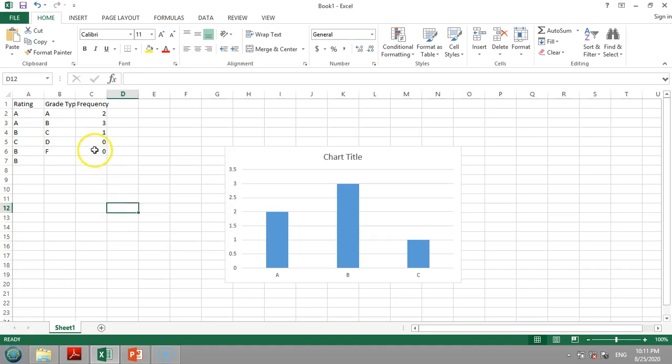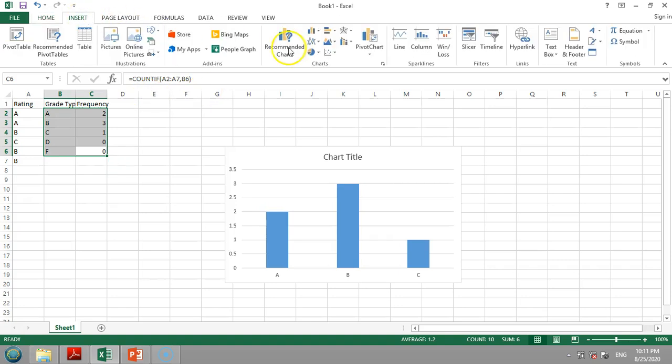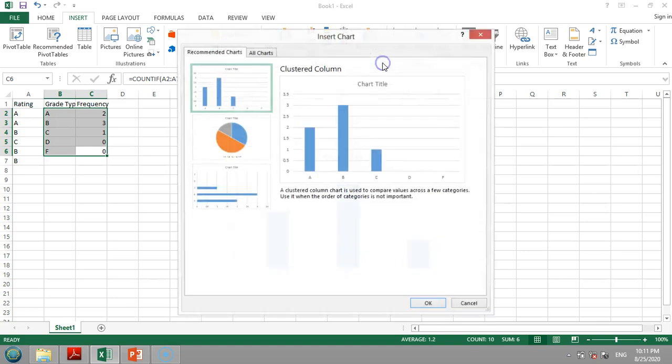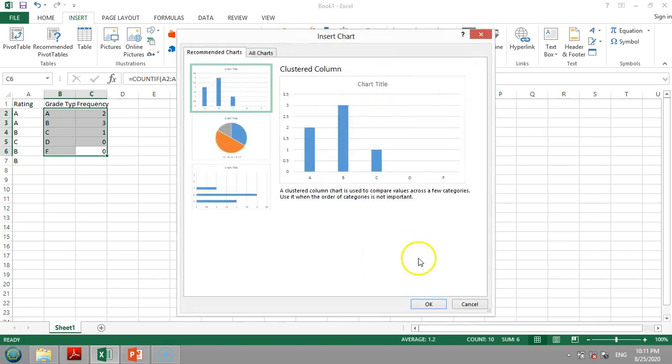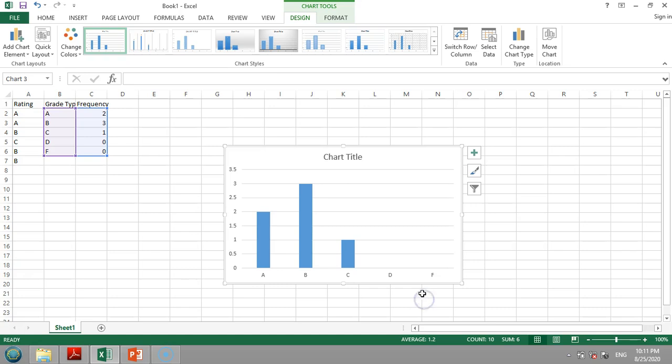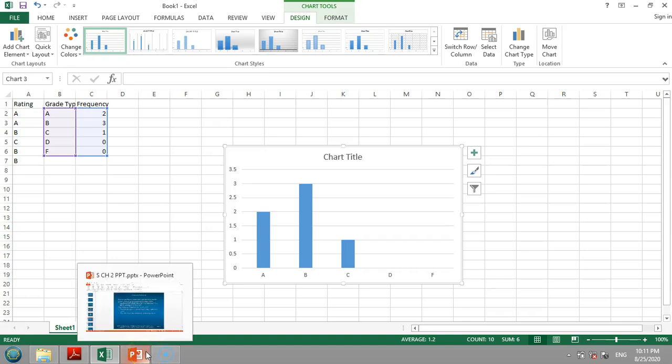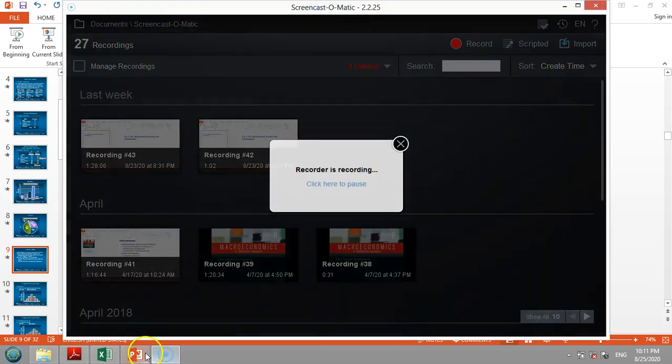Then you want to create a bar graph. You insert charts, like this one. Bam. 2 A's, 3 B's, 1 C, 0 D, 0 F. Make sense? Makes sense. Okay. A bar chart like this. Okay, everybody?